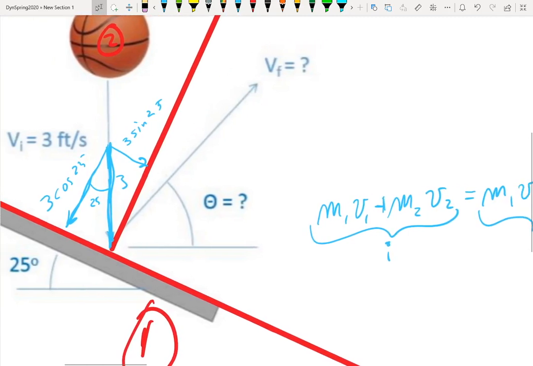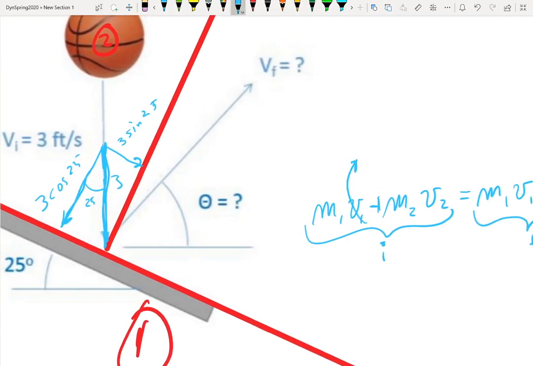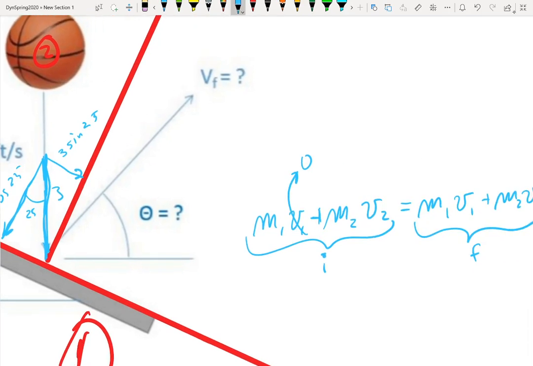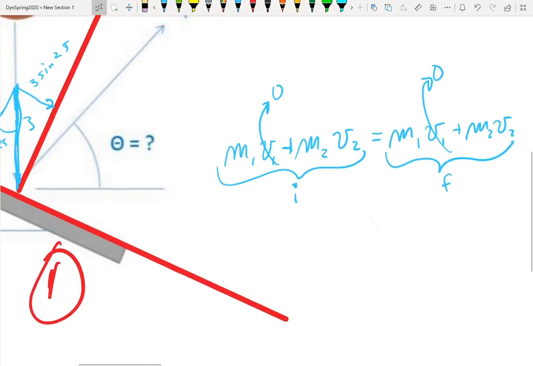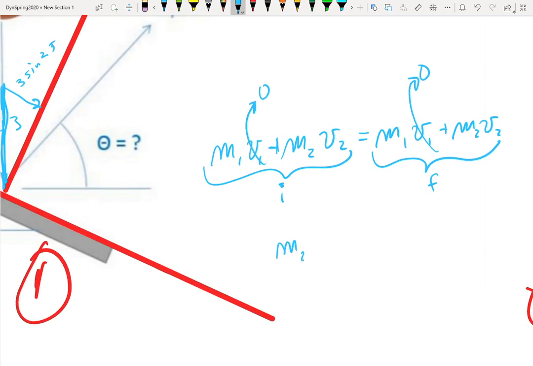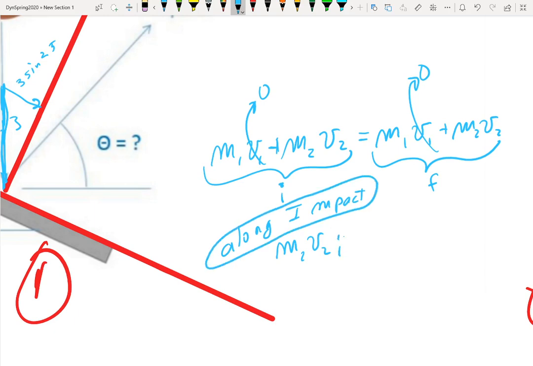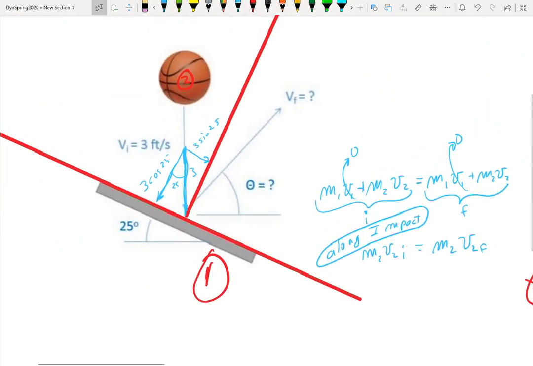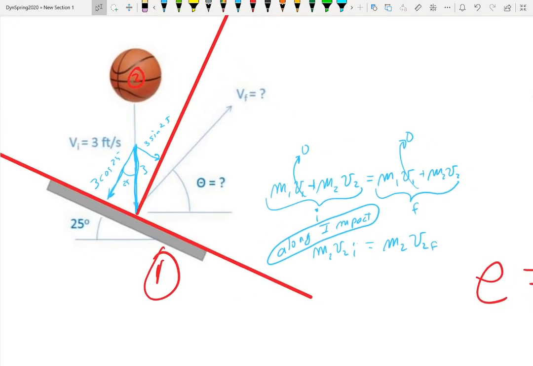So first of all, we're going to make a big assumption. The metal plate doesn't move. So this means M2 V2 along the impact, and this is a biggie, initial is equal to M2 V2 final along the impact, because we're just going to assume that thing doesn't change at all.